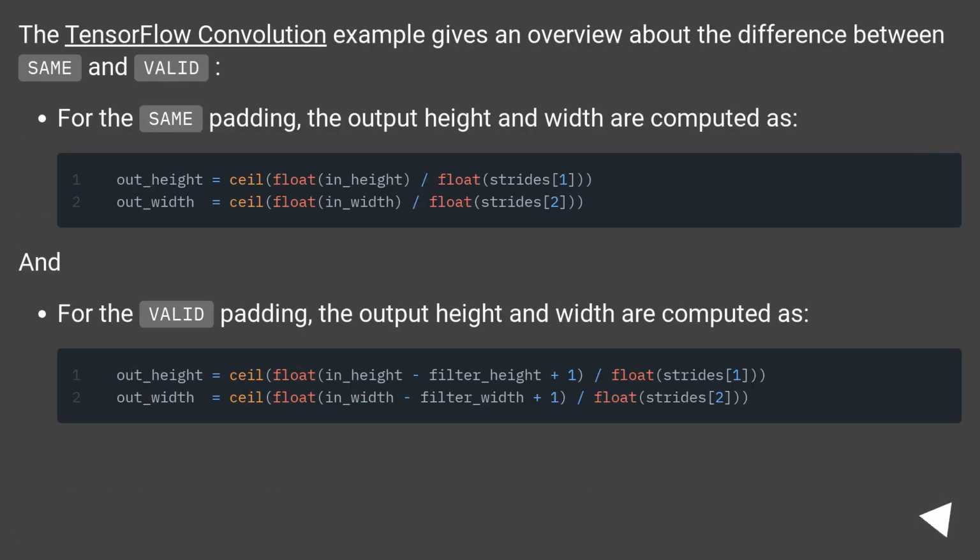The TensorFlow convolution example gives an overview about the difference between same and valid. For the same padding, the output height and width are computed as, and for the valid padding, the output height and width are computed as.